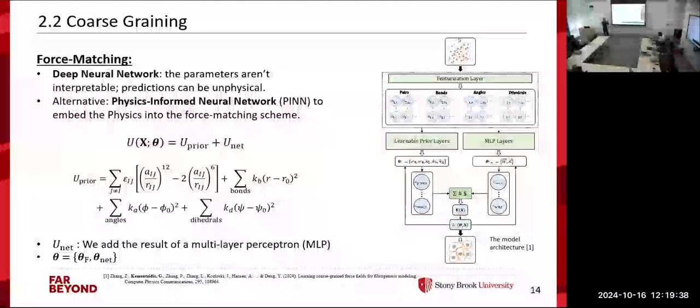We can have a black box implementation, like a deep neural network, but the problem with this is that the parameters that are derived are not interpretable, and the predictions can be unphysical sometimes. So instead, what we're going to do is embed the physics into the learning. So we have a form of the potential. It consists of a variety of bonded and non-bonded interactions at the CG resolution. And our goal is to estimate these parameters for each different type of bead.